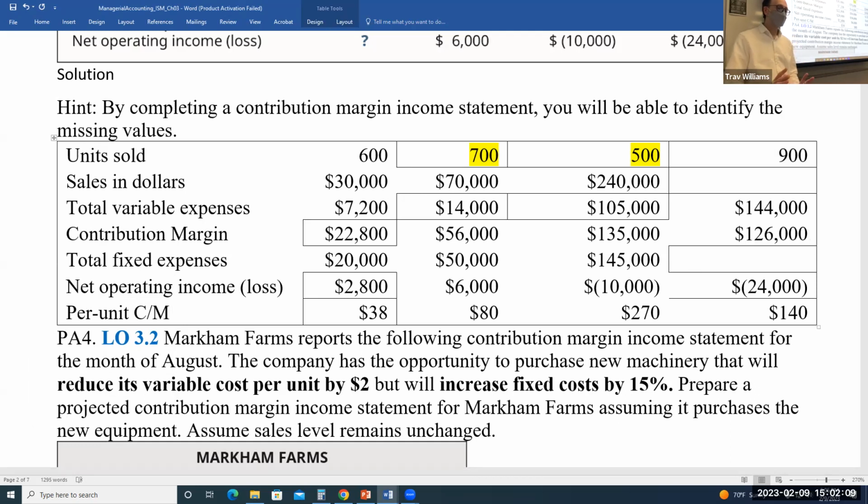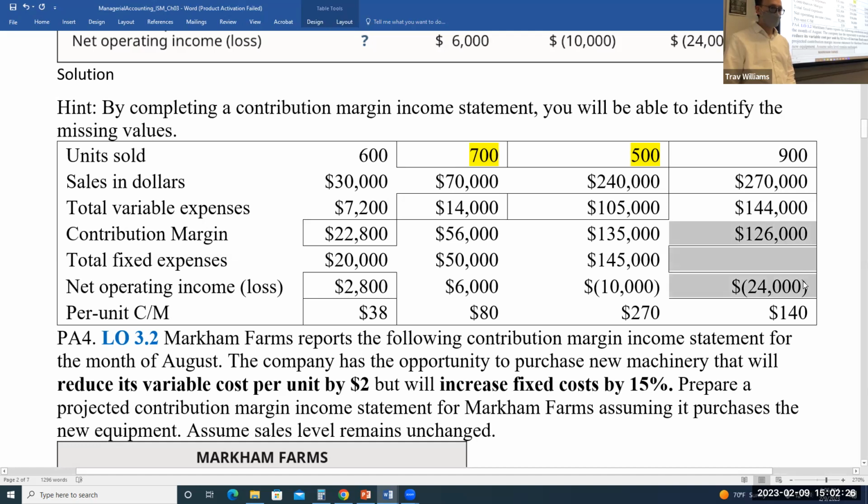Okay, so now we could work either direction. I think up is easier to start with. What would our sales be? 270,000. And what would we have to subtract from 126,000 to end up with negative 24,000? 150,000. Okay.